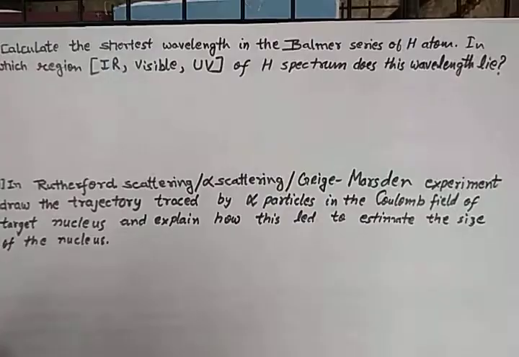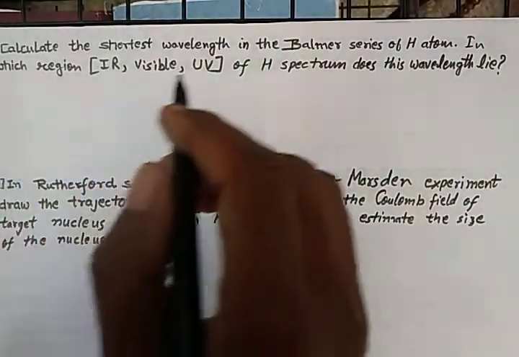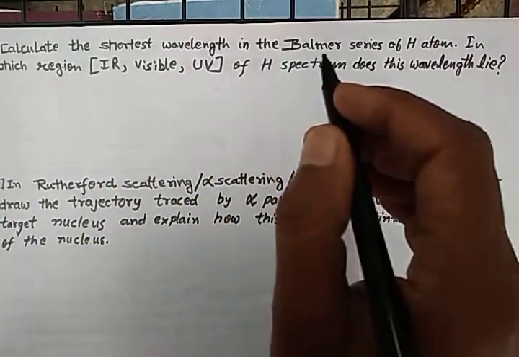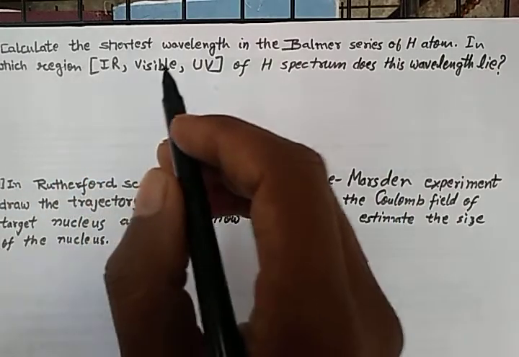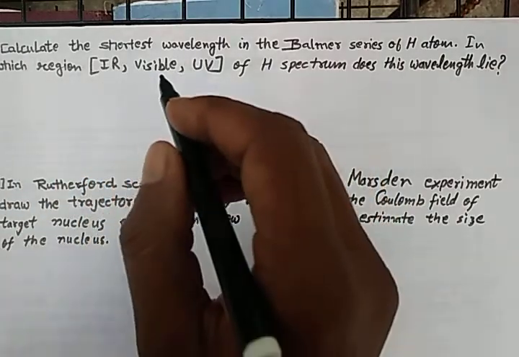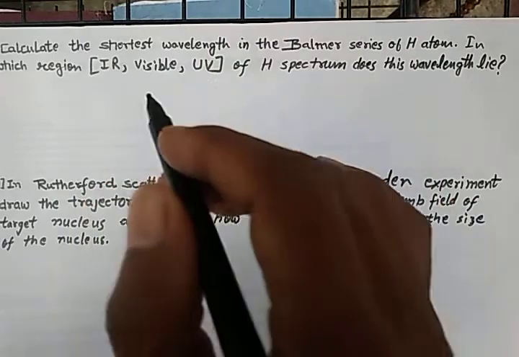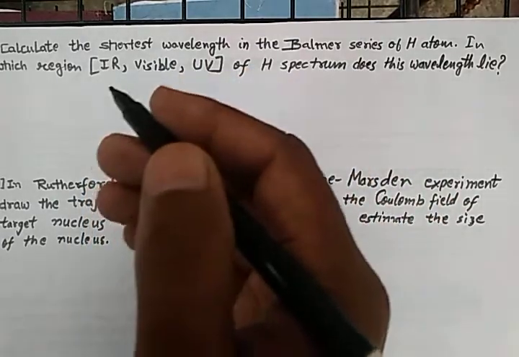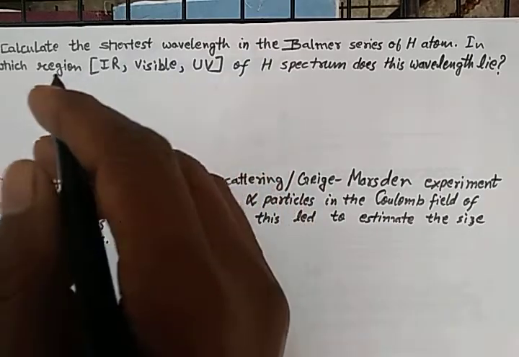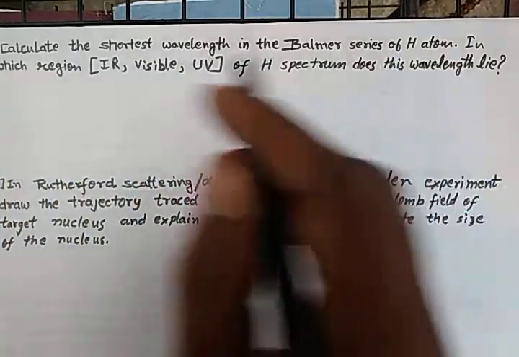Next, calculate the shortest wavelength in the Balmer series of hydrogen. In which region? Infrared, visible, ultraviolet? So the clear answer is visible, but we will not give that answer in the beginning. Okay, calculate the shortest wavelength of the Balmer series.